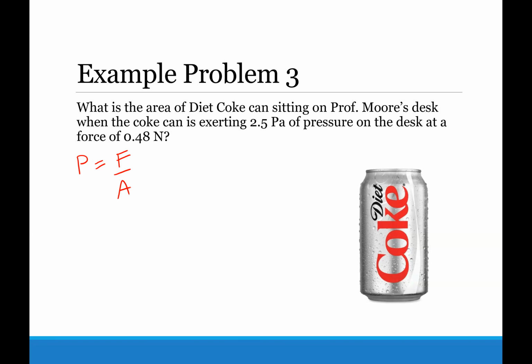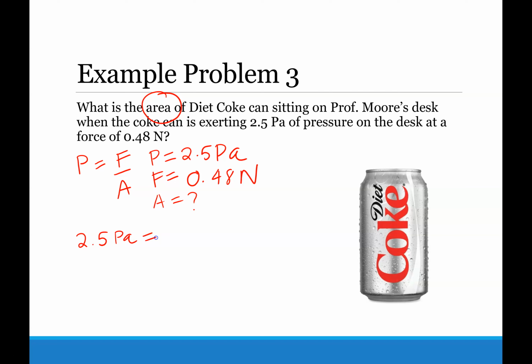The problem tells us that we have a pressure of 2.5 pascals, that we have a force of 0.48 newtons, and then it's asking us what is the area. And so we're going to use that same formula. We're going to fill in what we know. So 2.5 pascals equals force, which is 0.48 newtons, divided by X for area.